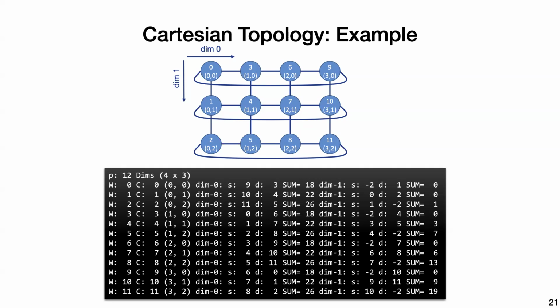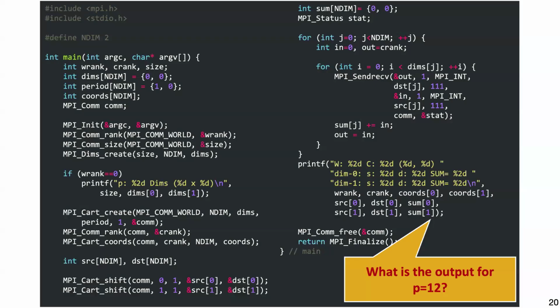In a Cartesian topology, is the number of dimensions always 2? For MPI purposes, it can be arbitrary dimensions. Like here in cart create, for example, we pass an ndim. In this example it's 2, but it could be anything. Or I guess it has to be at least 1.